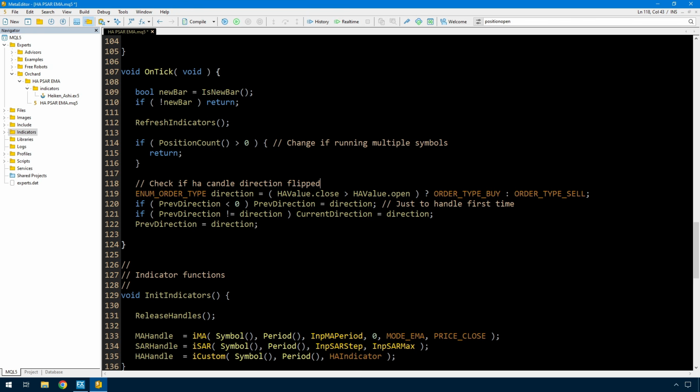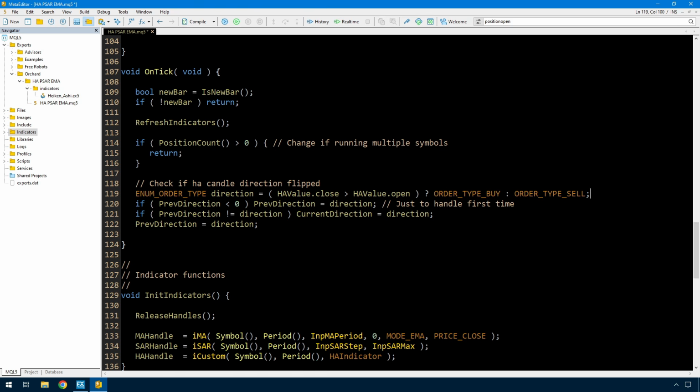Now the next part of the strategy, check that the HA candle direction has flipped. So if we've had a trade open and that trade's closed because of take profit or stop loss, but the HA candles are all still in the same direction, that doesn't constitute a flip as far as I understand from the strategy. So I'm waiting until it changes direction, then I'm going to set a flag that says I'm able to trade. So first I want to get the direction, which is just if close is greater than open, then it's a buy, and if close is not greater than open, then it's a sell.